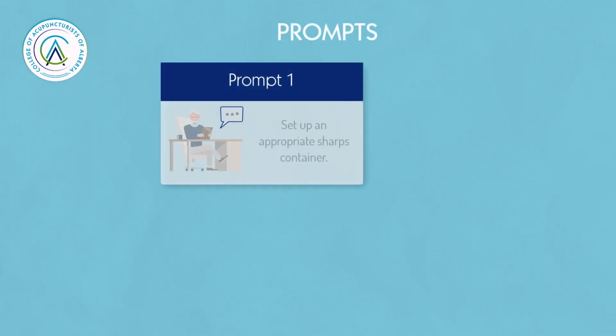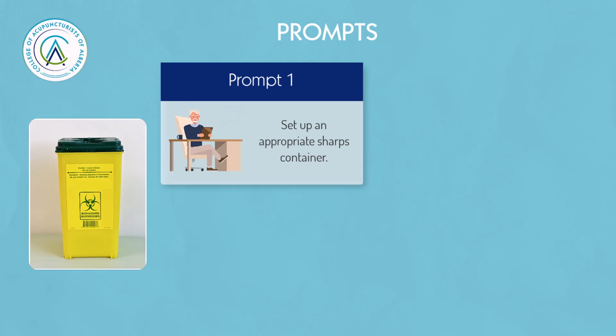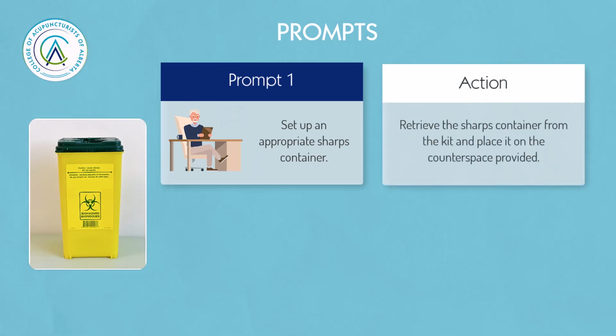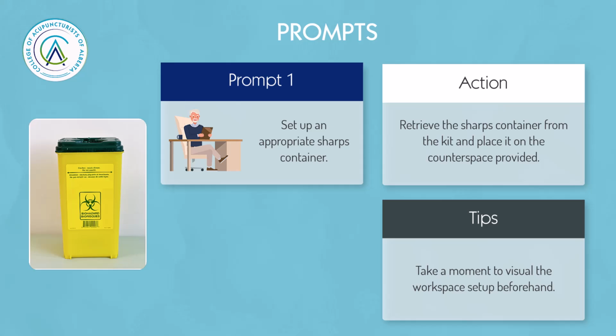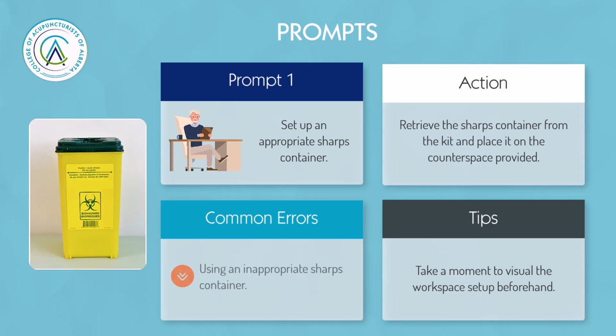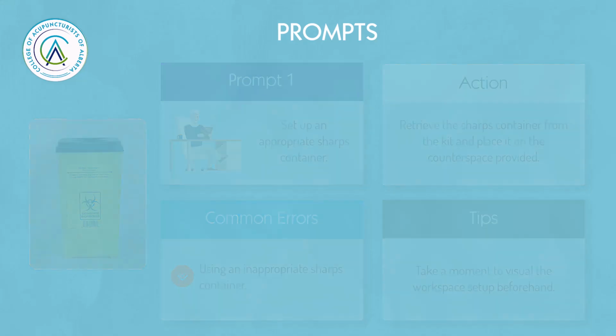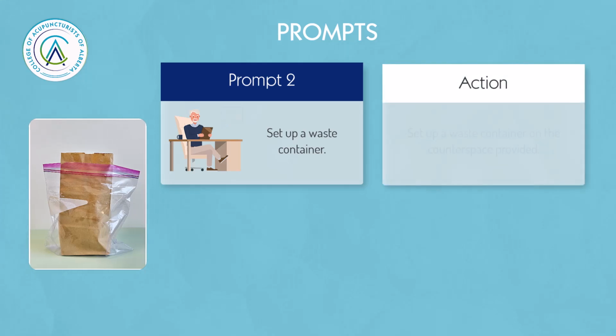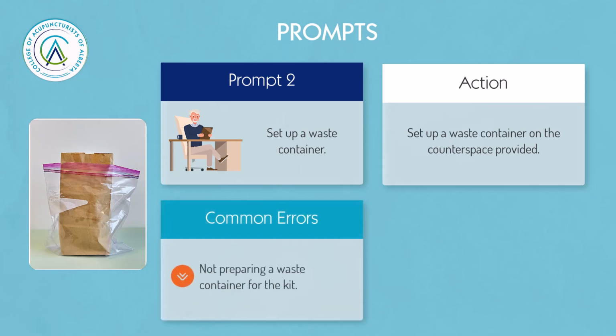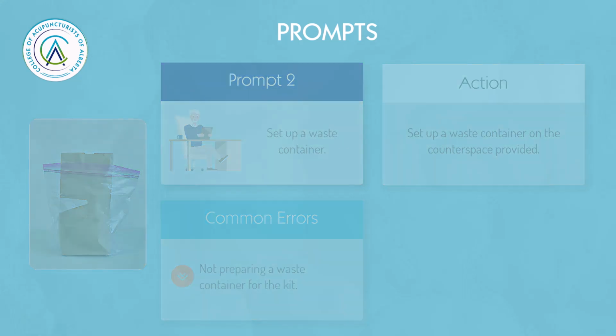Prompt: set up an appropriate sharps container. Action: retrieve the sharps container from the kit and place it on the counter space provided. Tips: taking a moment to visualize the workspace setup beforehand can be helpful. Error: using an inappropriate sharps container is considered an error. Prompt: set up a waste container. Action: set up an appropriate waste container on the counter space provided. Error: not preparing a waste container for the kit is considered an error.